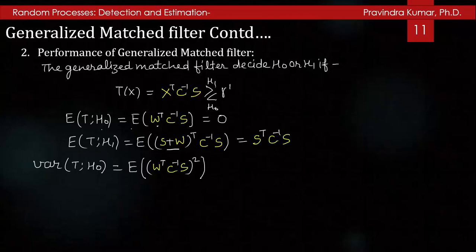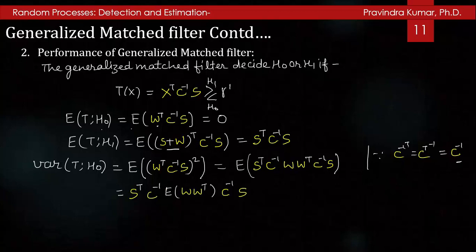The variance of the test statistic under hypothesis H0 will be the expected value of omega transpose C inverse s whole square, and it can be written as the expected value of s transpose C inverse omega transpose C inverse s. Because C inverse transpose is equal to C transpose inverse, or equal to C inverse, here you can find s transpose C inverse, expected value of omega transpose C inverse s, and it will be equal to s transpose C inverse s.